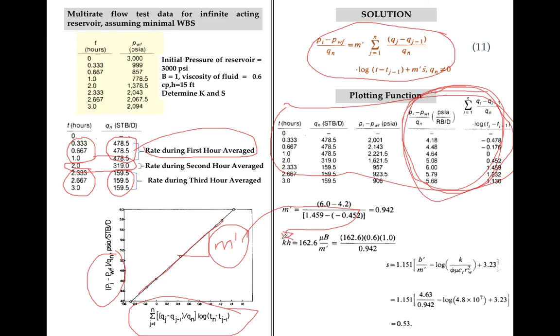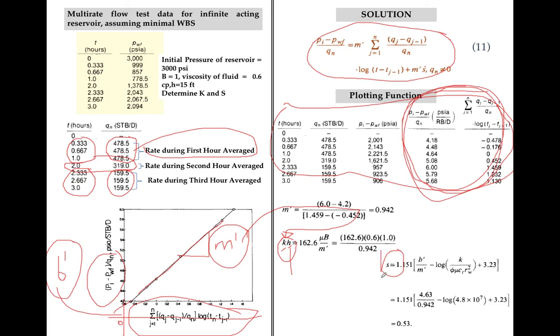Kh is the product of permeability and height of the reservoir, right? Perforation height, you can say. Next, the intercept on the y-axis will give you b dash, right? So if you take it from 0, whatever intercept you are getting on the y-axis is nothing but b dash, right? Now this b dash is very useful in estimating the skin factor.